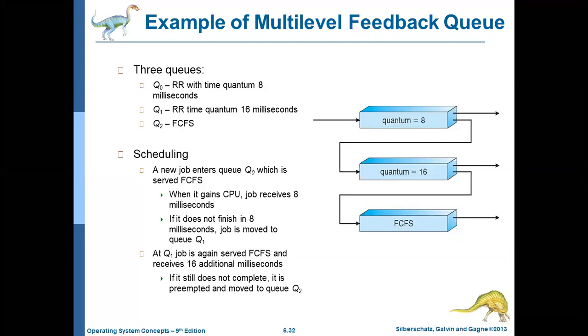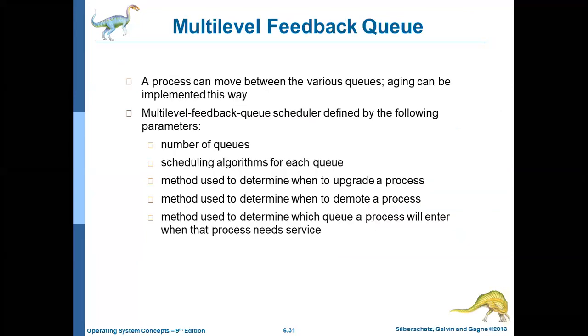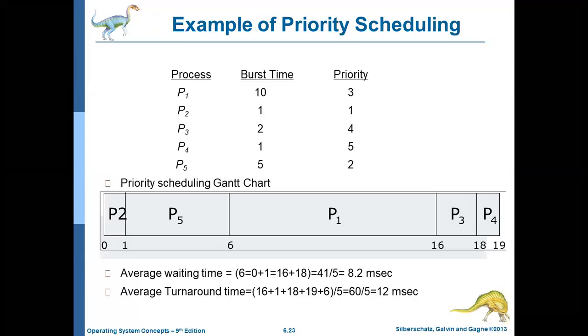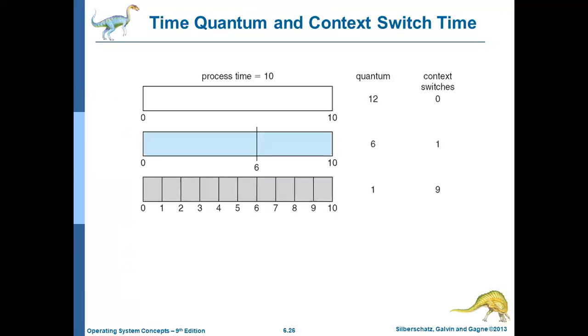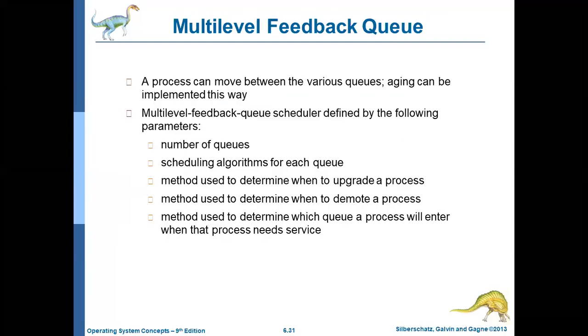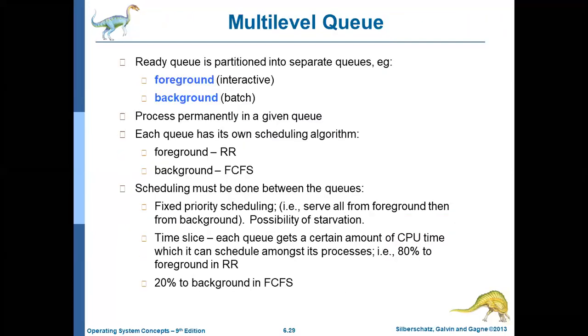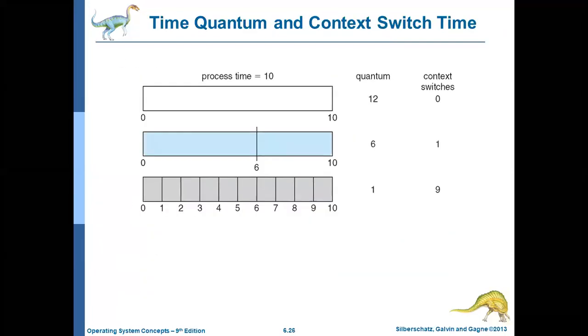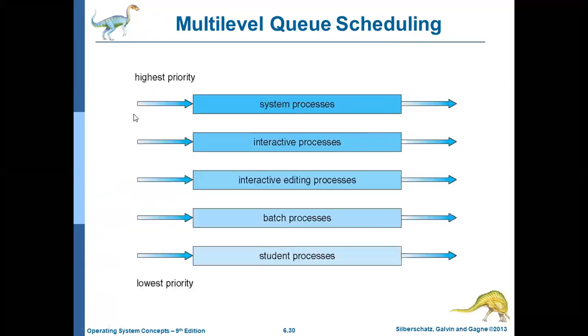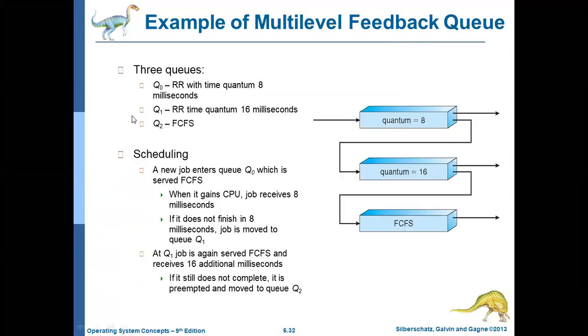Means after the 9th millisecond to the 16th millisecond, that type of CPU burst time, you have to place in the second queue, that is quantum 16. Those that are not able to execute there, you then move to the FCFS. This is called the multi-level feedback queue scheduling.